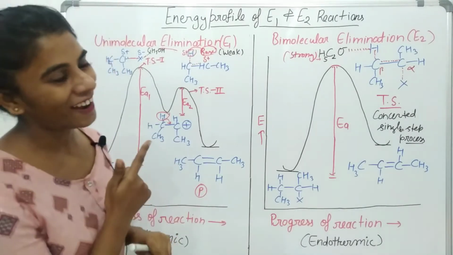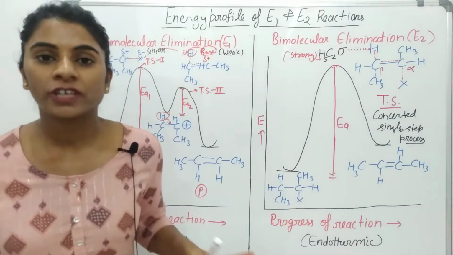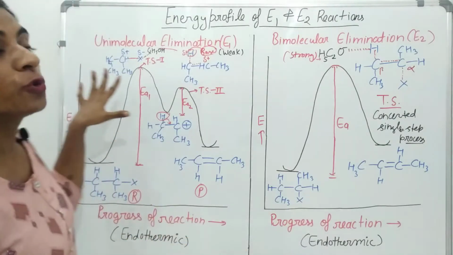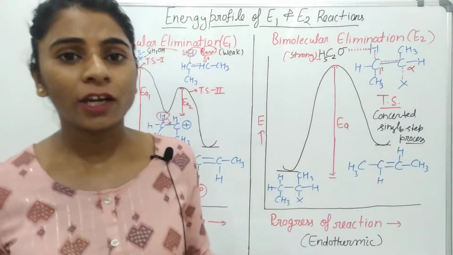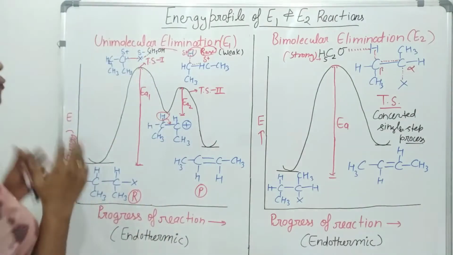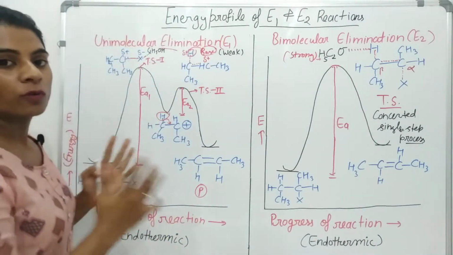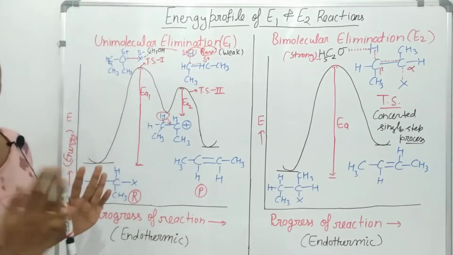So let's start. E1 reaction, what is the full form of E1 reaction? E1 is unimolecular elimination reaction, and what is E2? E2 is bimolecular elimination reaction. So first we are going to learn about the E1 reaction energy profile diagram.